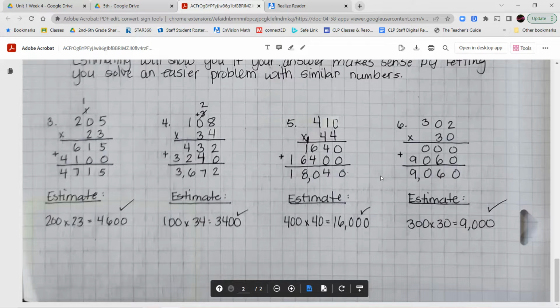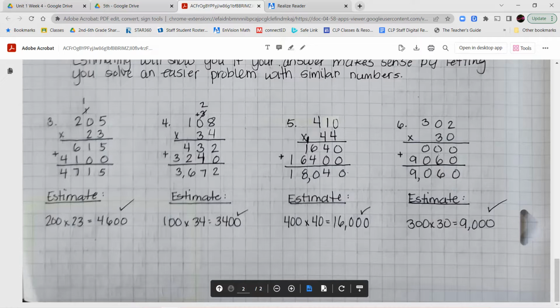And my last one is 302 times 30. So my estimate was 300 times 30, which is 9,000. And then I began multiplying. So 0 times all of my digits above it gave me all zeros. Went to my next line, put in my 0 placeholder.